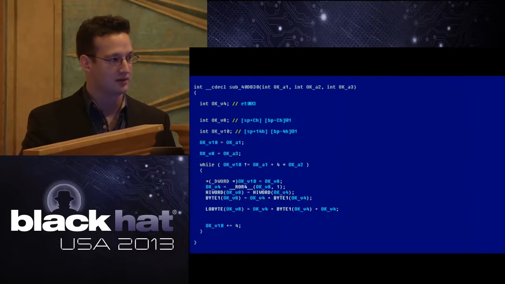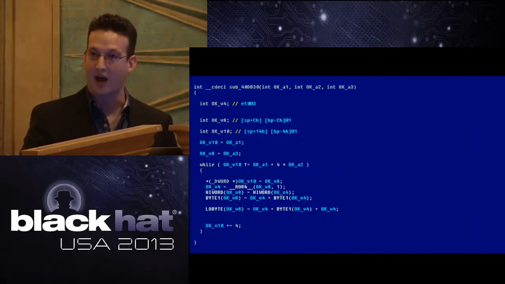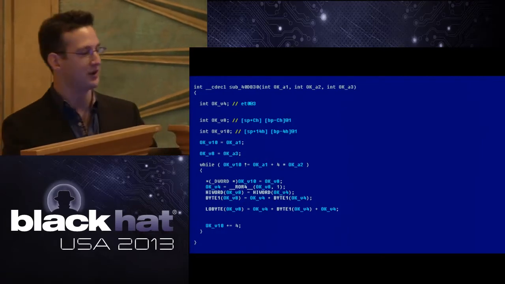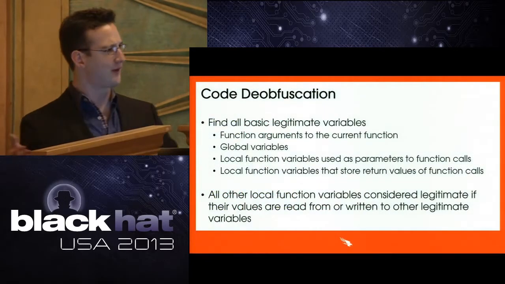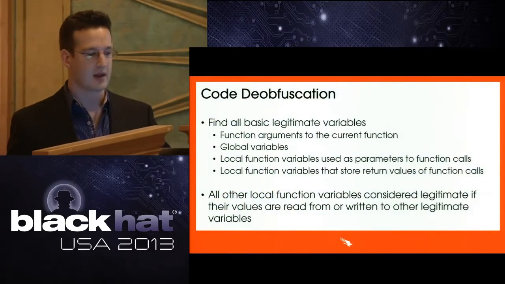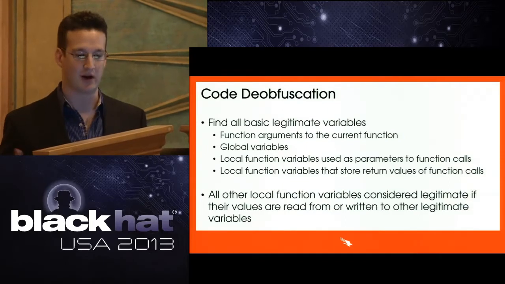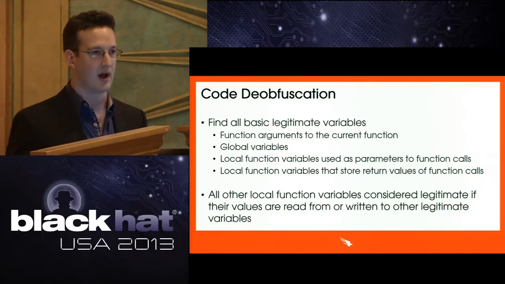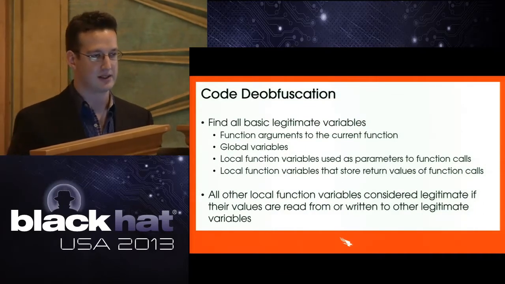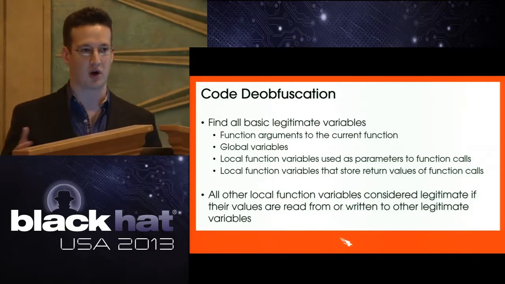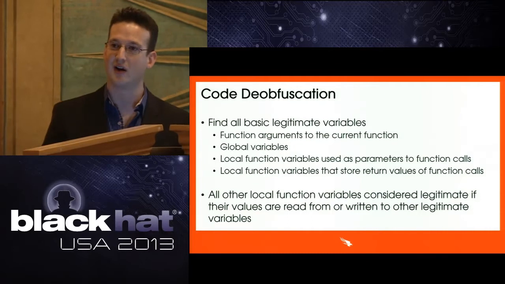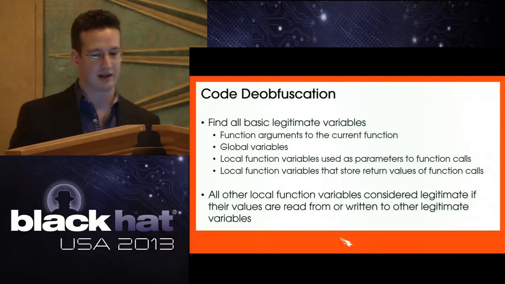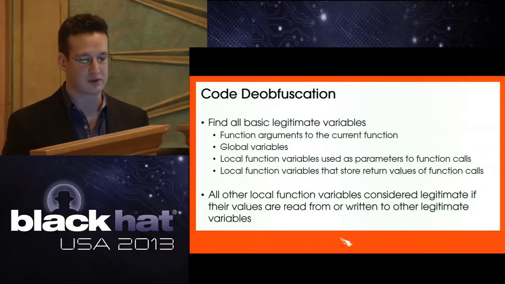So, as any good computer science person would do, I automated it. I wrote a Hex-Rays plugin to do this for me. What does this plugin do? It pretty much follows the steps that we followed manually. It starts off by finding all basic legitimate variables. Those legitimate variables are function arguments to the current function. Global variables are considered to be legitimate. Arguments to function calls from the function are considered legitimate, as are return values from any function calls made from inside the function. And optionally, the plugin allows you to say that local function variables used in return statements are also legitimate.